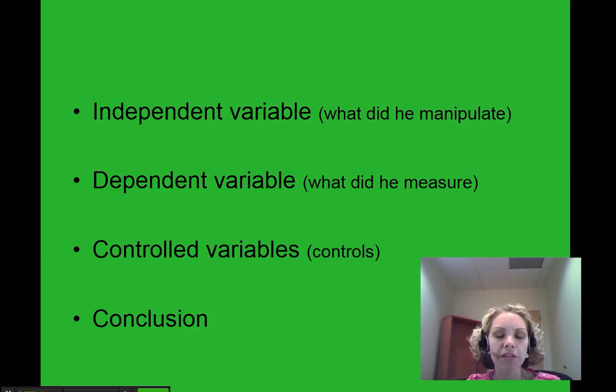So think for a minute, what was Redi's independent variable? What did he manipulate? What was his dependent variable? What did he measure? What were his controlled variables, or the controls? Those are the variables that stayed the same throughout the whole experiment. And then what was Redi's conclusion?